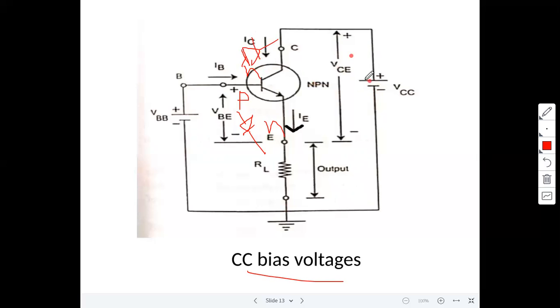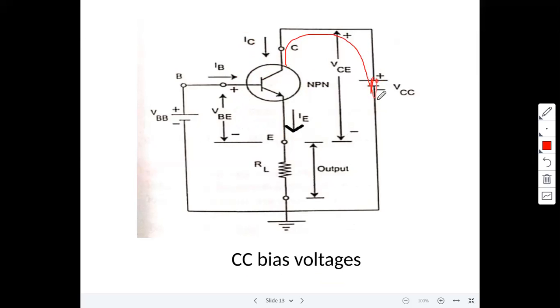Now this collector terminal is connected to plus VCC, which is greater than this VBB, so that this junction is in reverse bias. Now we can say this transistor is acting in the active region. Active region: emitter-base junction forward bias, collector-base junction reverse bias, right? Then how can we say the transistor is in CC configuration with respect to AC?